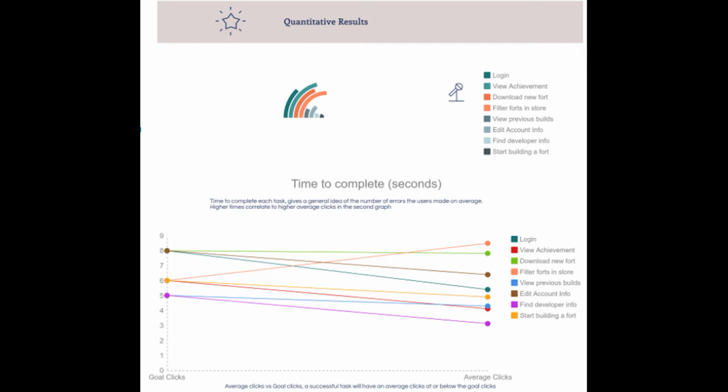Another test we had was average time to complete the task. As with the average first click, the filter task also had the longest time taken of any of the tasks. This confirms the results of the average first click testing. These were the most significant data points from the evaluation results and tell us that an improvement to the fort store filtering needs to be made.